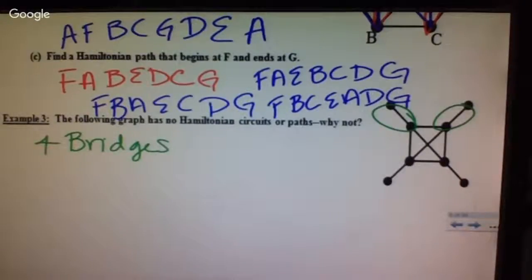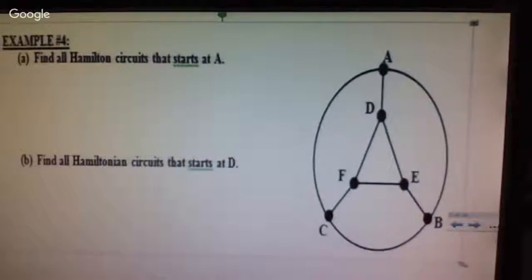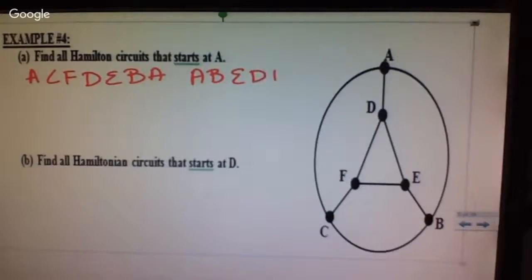Okay. We've got one more. Find all the Hamilton circuits that start at A. A, C, F, D, E, B, A. Don't forget to reverse that. A, B, E, D, F, C, and A. So there's 2. Guess what? We only got 2 more, and they're reversed.